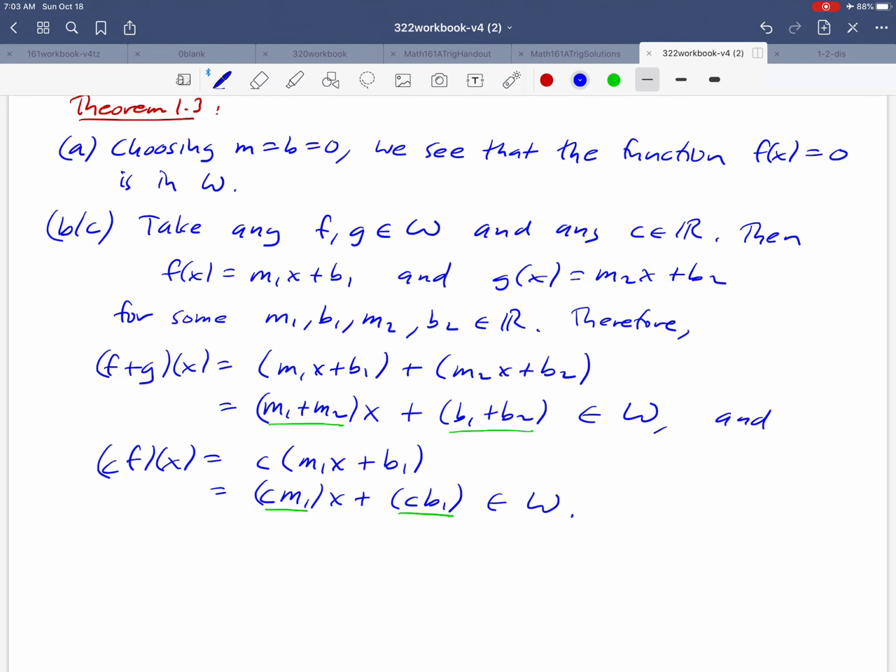Okay, so if you look back up at what we did, we just verified all three of the properties of theorem 1.3, and therefore, by applying that theorem, W is indeed a subspace.